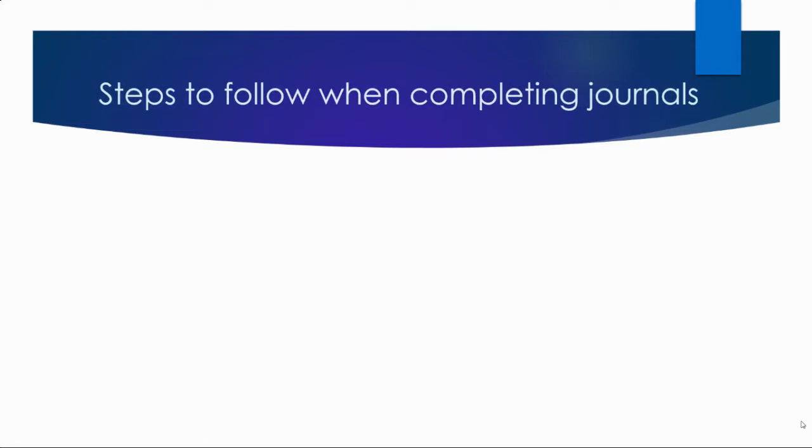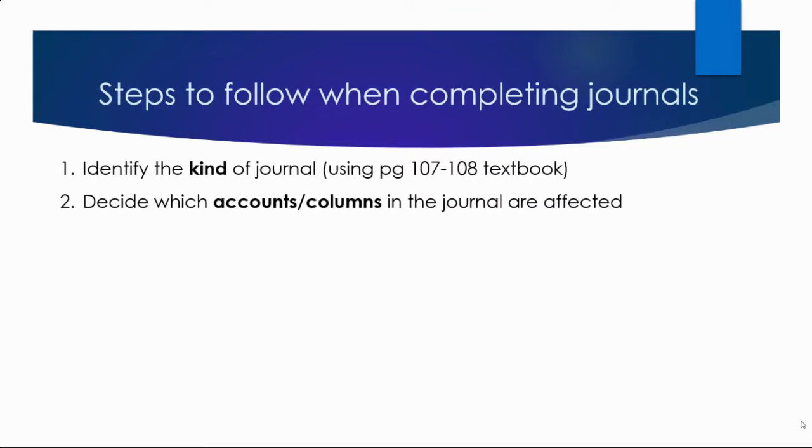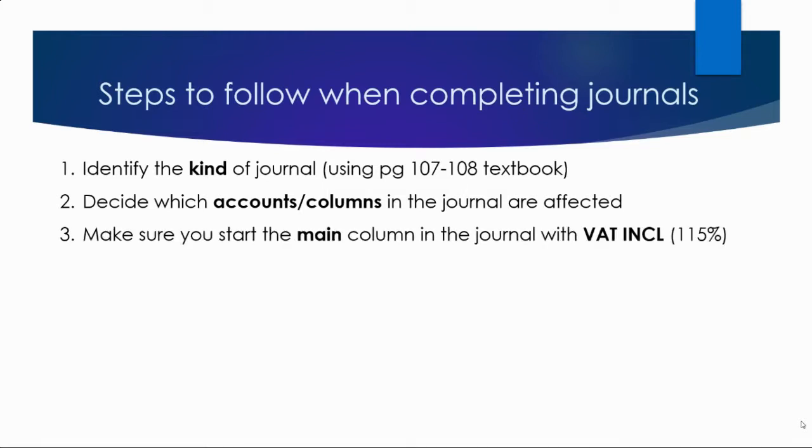Okay, now these are just the main steps. As you get more familiar with this, you will do this automatically. So the first step is you need to identify which kind of journal we are busy with. Then once you've identified it, you have to decide which accounts or columns in the journal will be affected. So will it be bank? Will it be debtors control? Will it be sales? Will it be VAT? So which columns are affected by the transaction I currently have in hand?